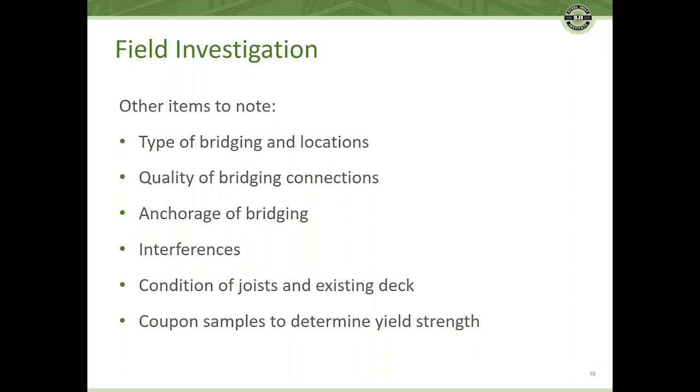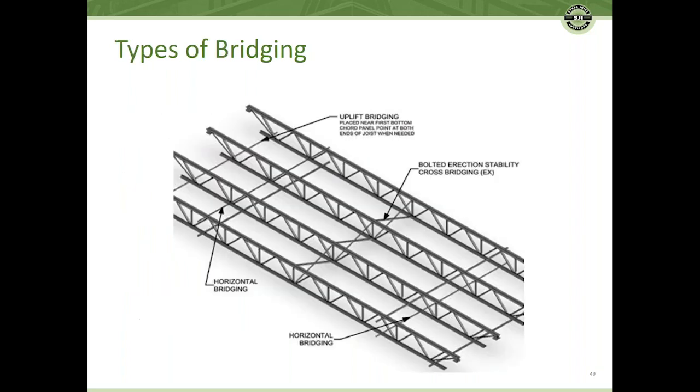Coupon samples can be used to determine the yield strength if you don't know what the yield strength was. Pretty much in the let's say the late 70s and early 80s, the steel that was used went from 36 KSI to 50, and sometimes when you get joists in that range, we're not quite sure what the steel was. So a coupon is a good way to figure out what the yield strength of the steel was.